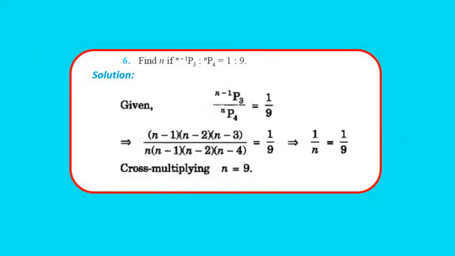Next is question 6. Find n if (n−1)P3 ratio nP4 is equal to 1 ratio 9. Now we have (n−1)P3 upon nP4 equals 1 upon 9. So using the formula for nPr, we get (n−1)(n−2)(n−3) upon n(n−1)(n−2)(n−3) which is equal to 1 upon 9. So cancelling everything, we are left with 1 upon n equals 1 upon 9. So by cross multiplication, we get n equals 9. So in this sum, we have simply used the formula for nPr, which is factorial n upon factorial n minus r, for both the numerator and denominator. Clear? So pause and note down the solution.